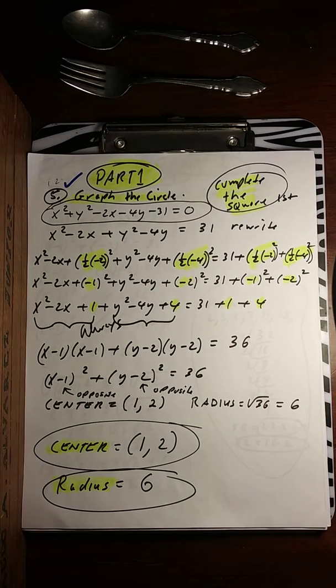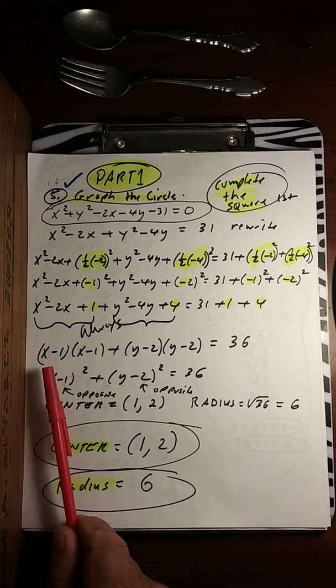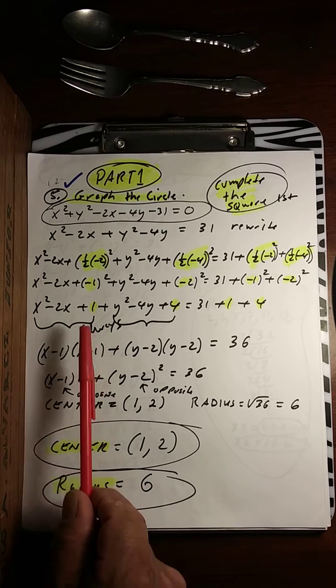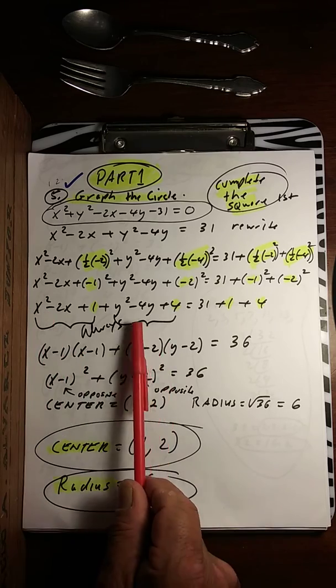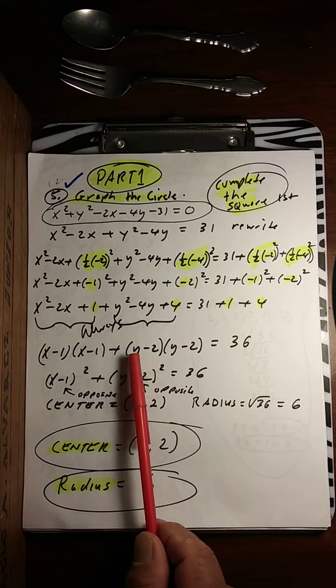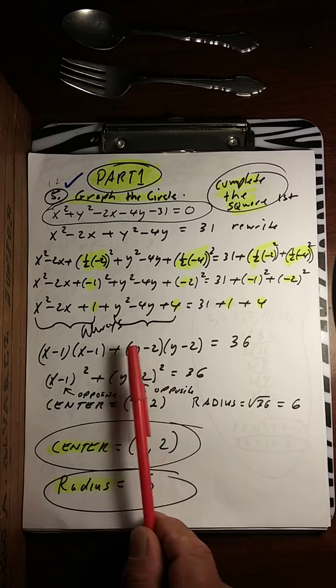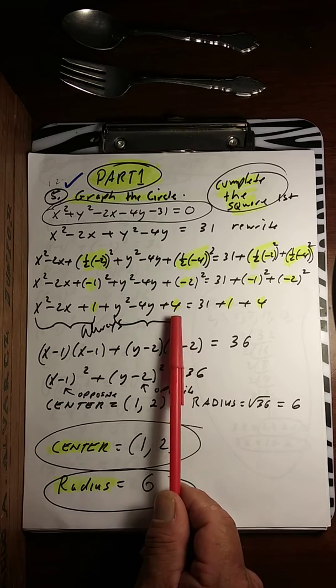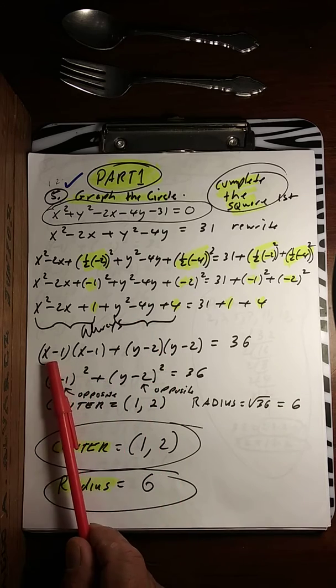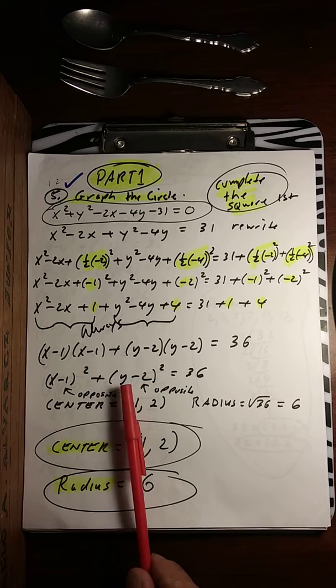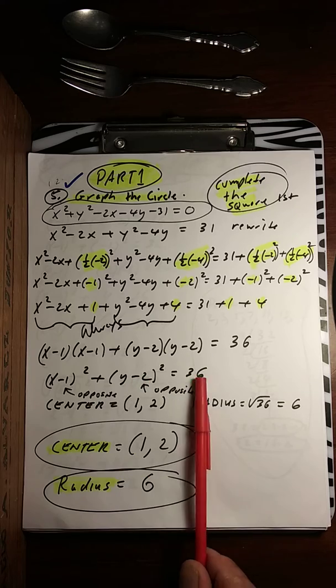So now, this will be x minus 1, x minus 1. So negative 1 times negative 1 is 1. Negative 1x, negative 1x is negative 2x, x times x is x squared. This one factors, always. So it's going to be y minus 2, same number, twin numbers, see? So negative 2 times negative 2 is positive 4, negative 2 and negative 2 is negative 4, and y times y is y squared. So (x minus 1) squared plus (y minus 2) squared equals 36.